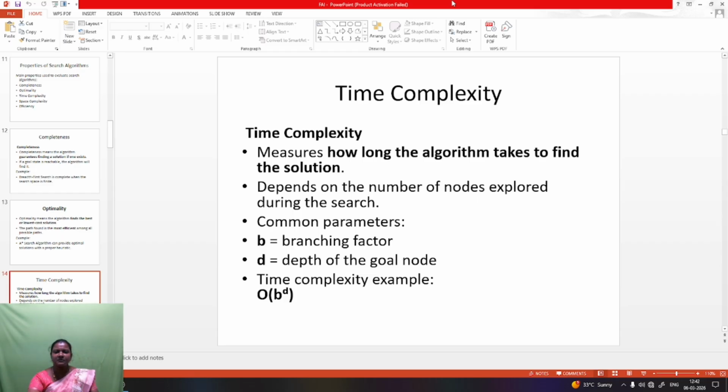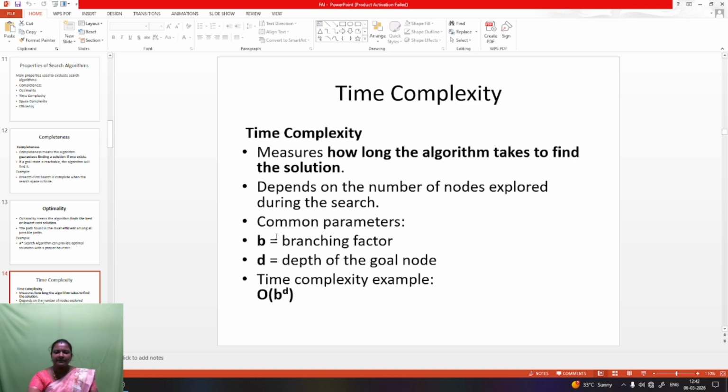The complexity, time complexity. Time complexity means how long the algorithm takes to find the solution. The amount of time taken by the algorithm to find the solution depends on the number of nodes explored during the search. If the tree is small and has only a limited number of nodes, then the algorithm takes less time. If there are more nodes, then we have to visit more nodes, so it will take more time also.